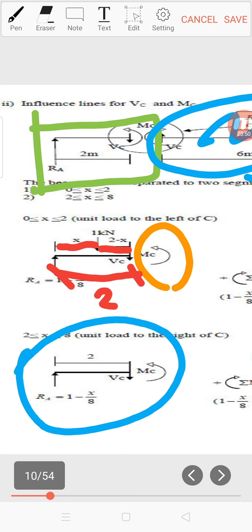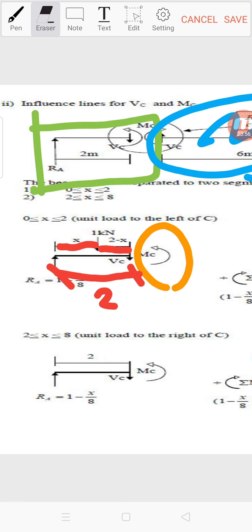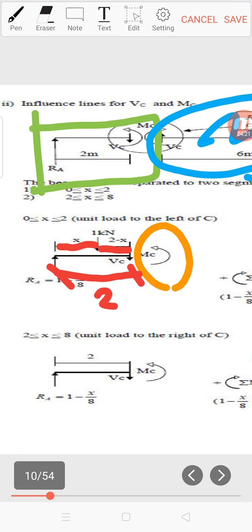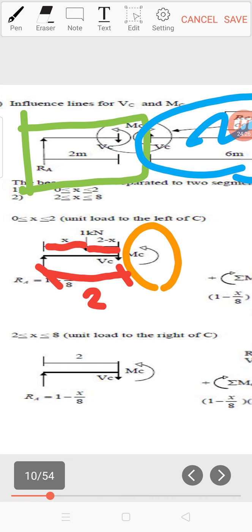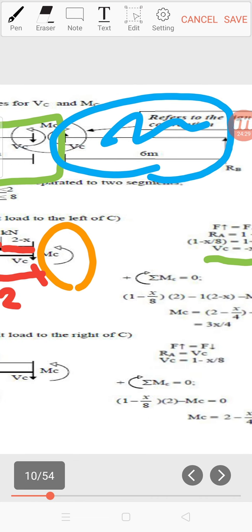Now we repeat the same steps in condition number 2, where we assume that the 1 unit load is no longer acting on this span. Again we start with finding the VC from summation of reaction upward equal to summation of reaction downward. We have RA equal to VC, therefore VC is 1 minus x over 8.